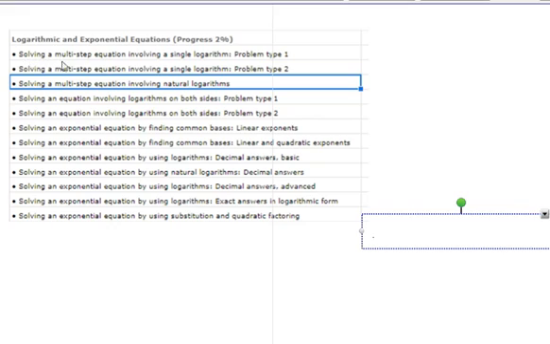So some of these: solving a multi-step equation involving a single logarithm, problem type 1 and 2, solving a multi-step equation involving natural logarithms, and solving an equation using logarithms on both sides, type 1 and 2, and then a bunch of exponential equations by finding common bases or by logarithms or natural logarithms.